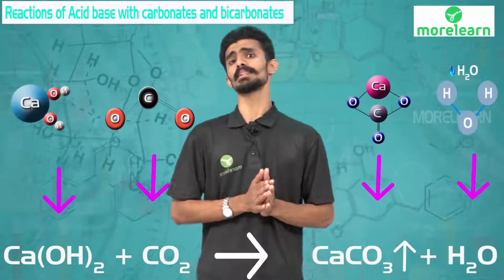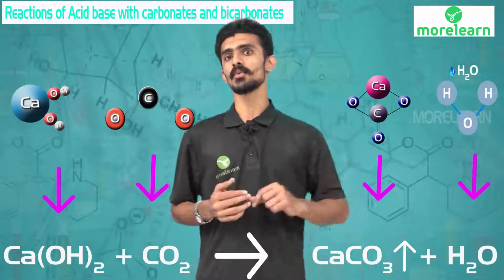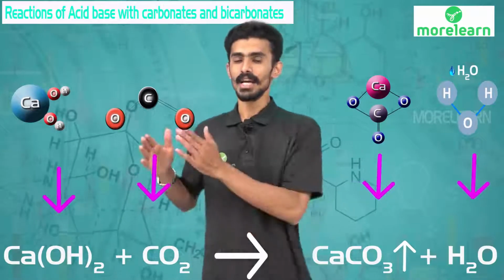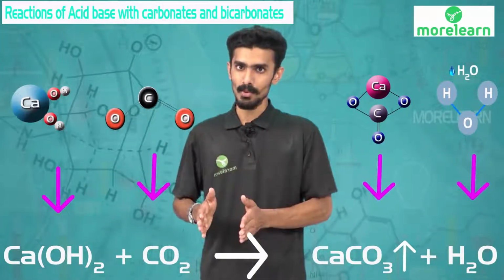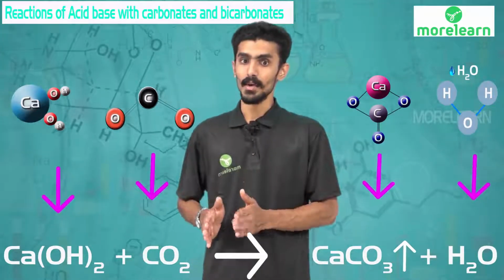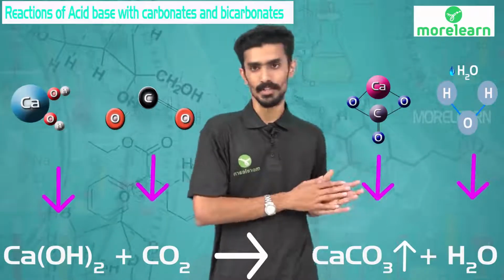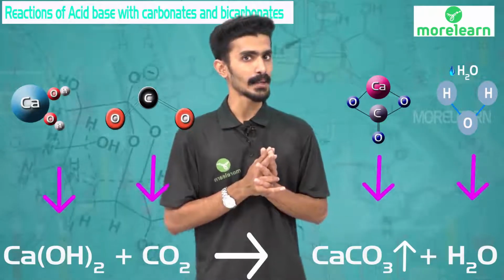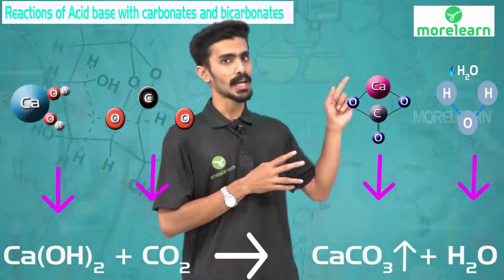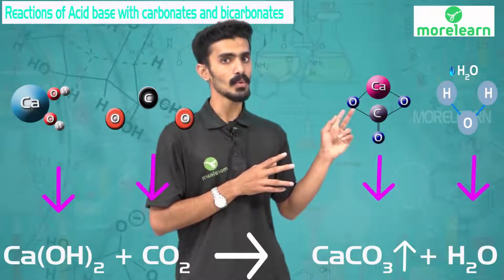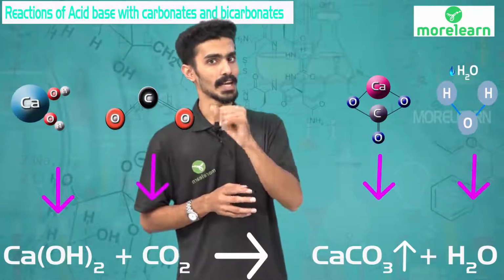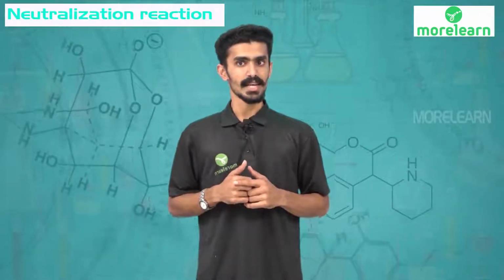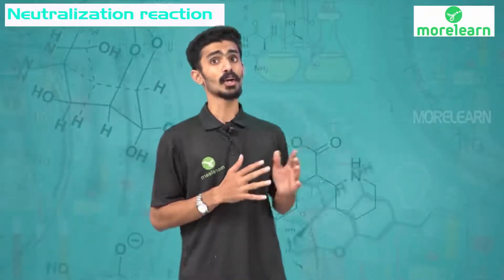What is this calcium carbonate? That is a salt. That is the chalk we use to write on the blackboard, and water. So here carbon dioxide is reacting with calcium hydroxide. We know that it's a base, which gives salt plus water, right? So here you have to stick to that point only: carbonates and bicarbonates reacting with acid will give water, salt and carbon dioxide.